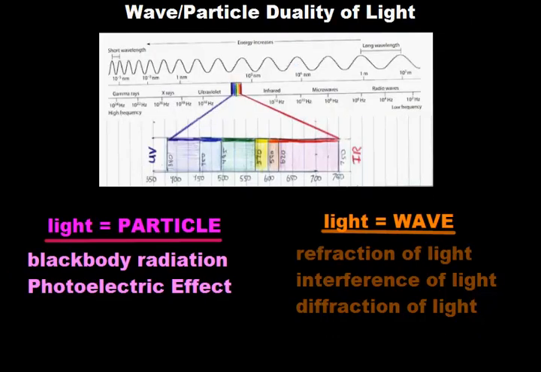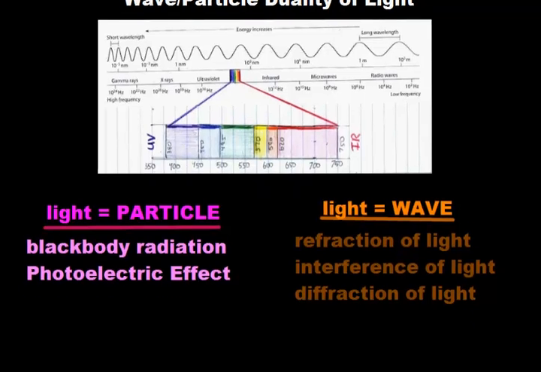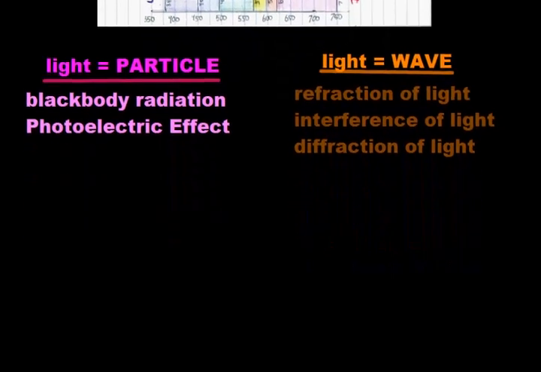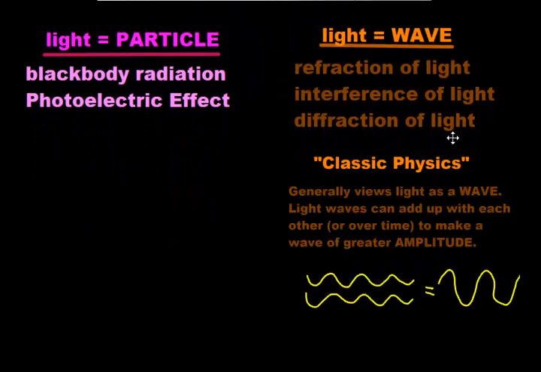So let's try to focus on these two aspects. From our previous lessons, we would call the view that light is a wave the classical physics view of light. The classical physics view generally views light as a wave, and light's waves can add up with each other, or they can add up over time to make a wave of greater amplitude. So think of it as if you have two waves together. When they add together, they make one bigger amplitude wave.